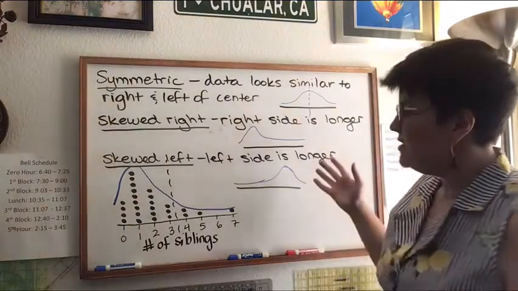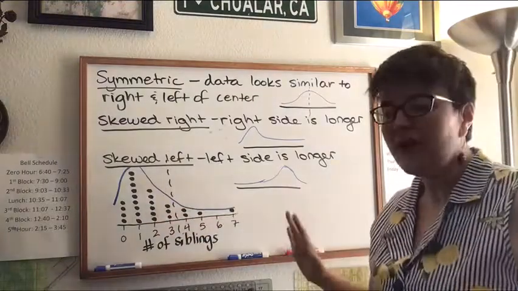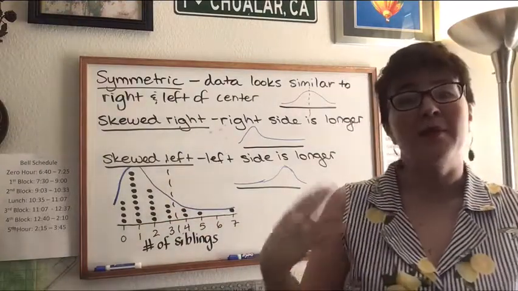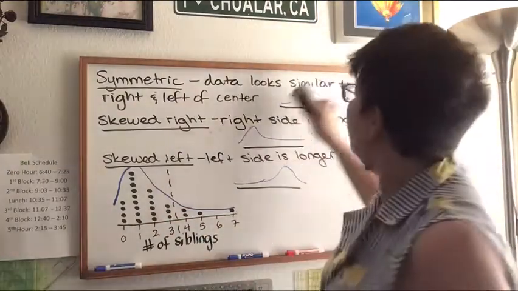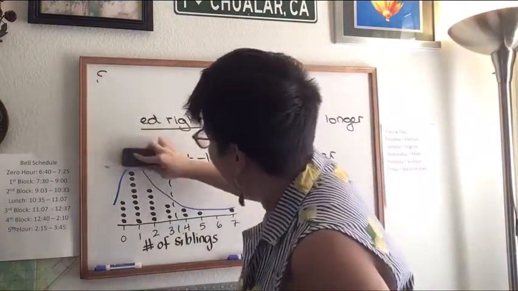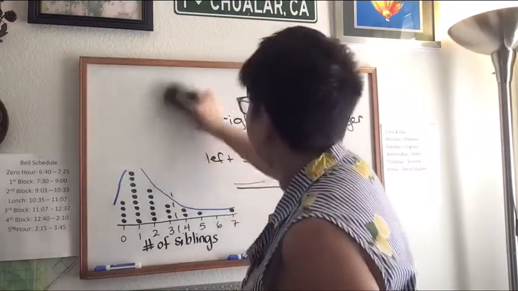Okay, the last thing that we're going to talk about is some different ways you would describe data. So I'm going to erase these. I'm going to leave this guy up, and we're going to talk about its shape, and we're going to talk about some of its characteristics. And that's what you could expect for a dot plot.